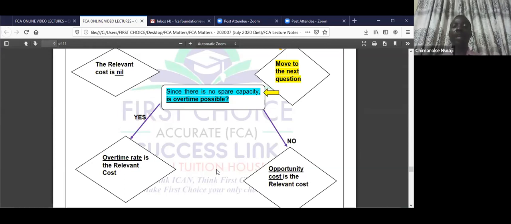So if there's no spare capacity, but you think you can do overtime, overtime is relevant. Overtime can come in the form of going to work on weekends. If your job contract does not include weekends, and they now say come on weekend, it's a form of overtime, you will be paid for that overtime. Now, assuming that overtime is not possible, what it means is that once you close by 6 o'clock, you tell your boss, I have a class by 7 o'clock. I can't be here. I can't do overtime.